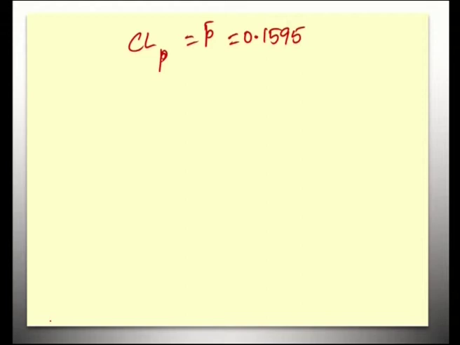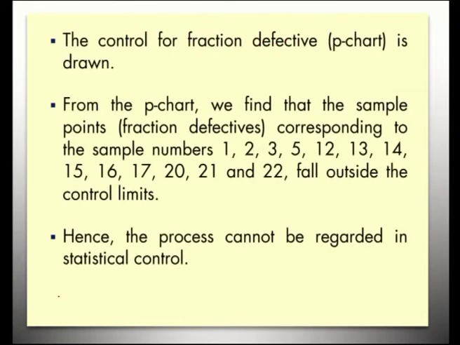control chart for P, and then we see that the sample points corresponding to the sample numbers 1, 2, 3, 5, 12, 13, 14, 15, 16, 17, 20, 21, 22 fall outside. That is, out of 22 values, 11 values fall outside the control limits. So, almost 50% of the values are out of the control lines. Therefore, we say the process is not in statistical control.